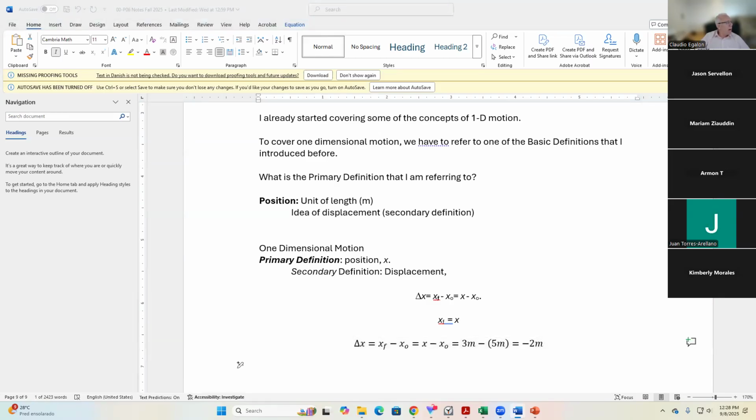I told you about the distance traveled. And again, I'm just repeating what I did before here for completeness sake.